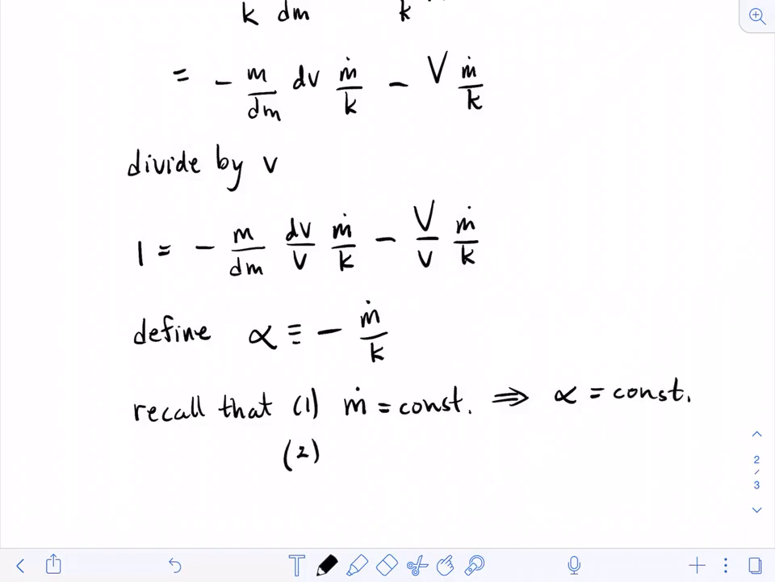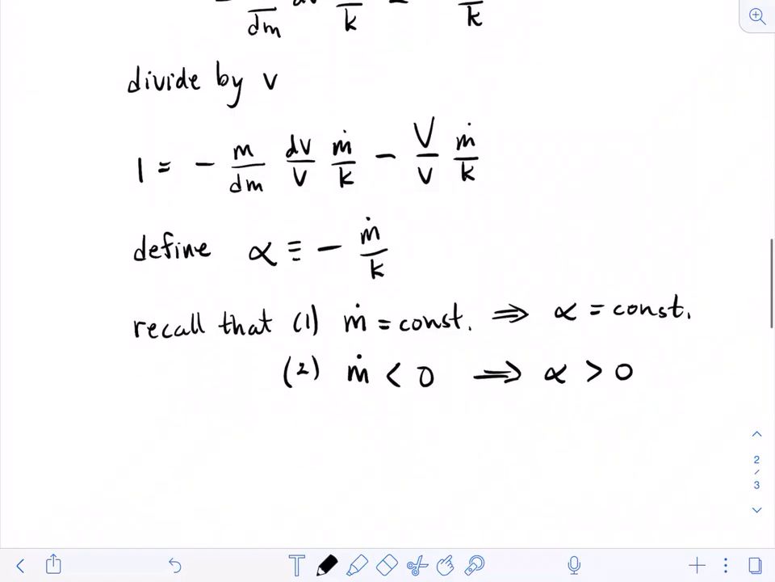The second thing that I want to recall is that m dot is dm dt, so it's how the mass of the rocket changes with time. We're burning fuel, and so we're losing mass as we eject the exhaust. And so that means m dot is less than 0. M dot is negative, and so that means because alpha is proportional to minus m dot, alpha is positive. So alpha is a positive constant.